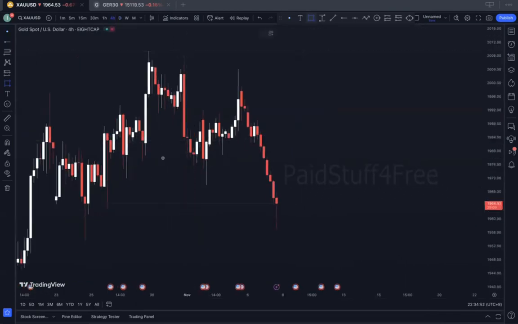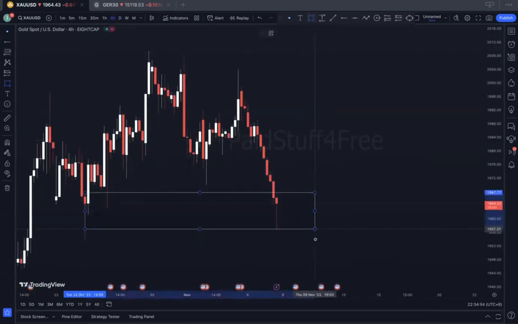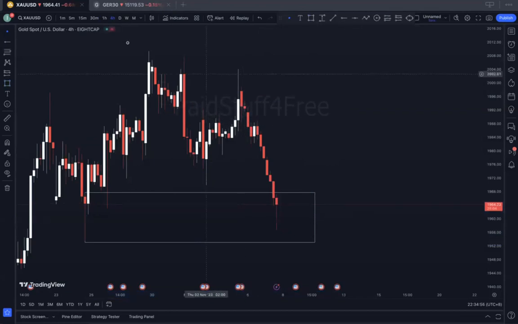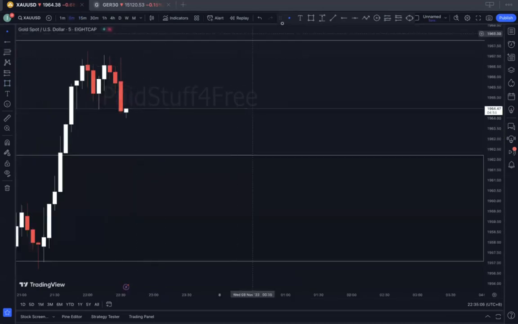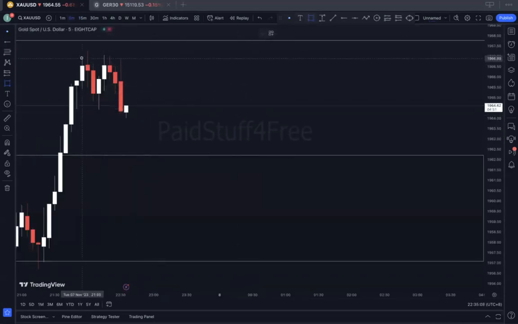Just focus on the H4, because we know the price is currently in the buy zone of the daily. So what to do? Focus on the buy, right? That's it. So for now, I'm looking for this buy zone. I'm currently in the sell right now, looking for this one.